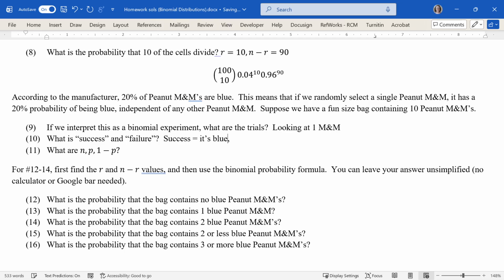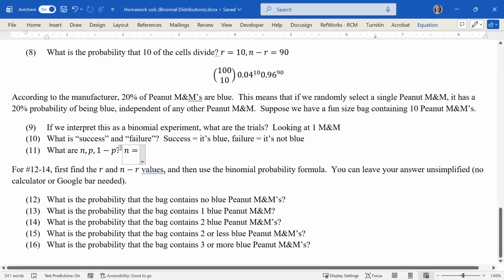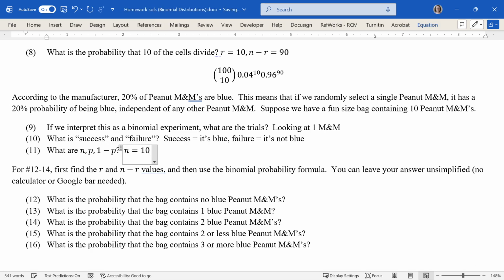It's blue, and failure is not blue. Okay, so now for the number of trials, N, we're going to look at every peanut in the bag, because this says what is the probability that the bag contains, so we must be looking at all of them. So n is going to be 10, probability of success is going to be 20% or 0.2, and that makes probability of failure 0.8.